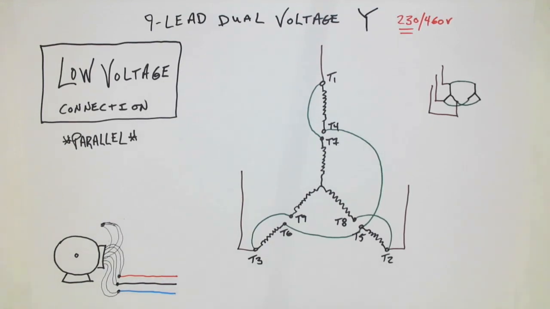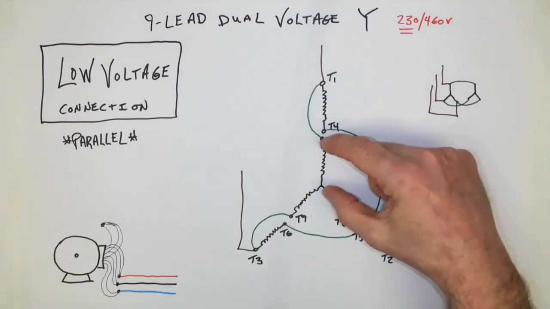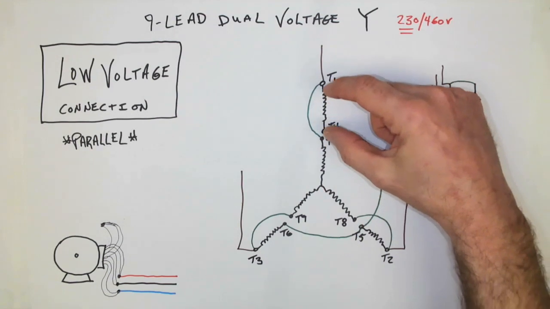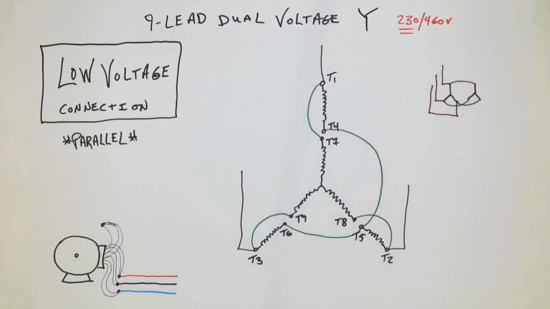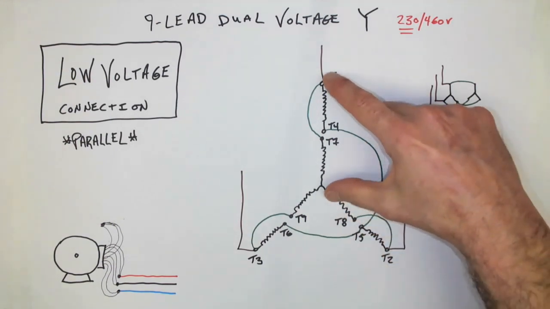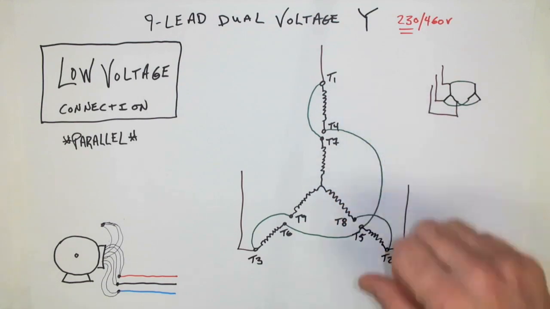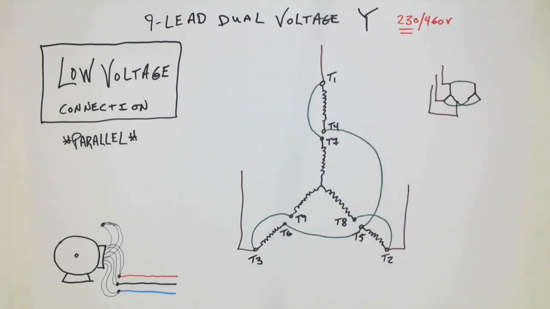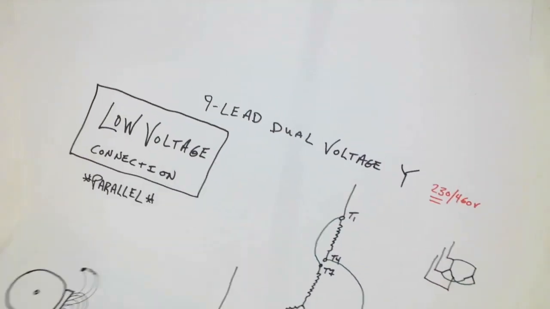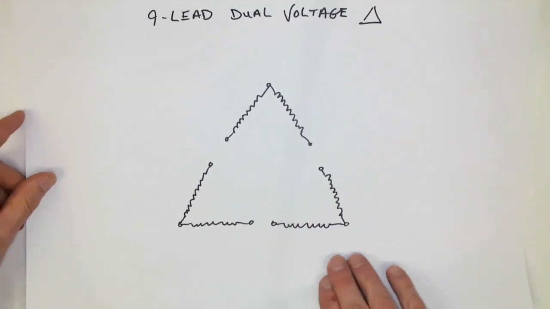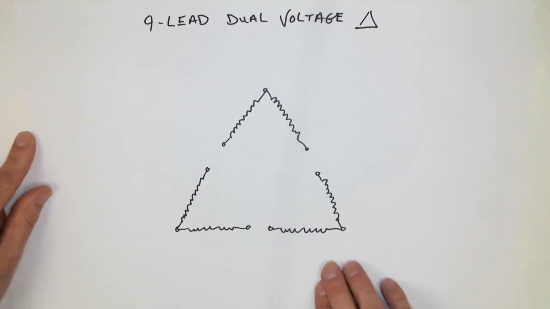In this way, low voltage connection, we have the full 230 volts being applied across each individual winding, or I should say the phase value of 230, because this being a Y connection would be the phase voltage for a line value of 230 volts. Well, let's take a look at the next type of 3-phase motor, and that was the other 9-lead. So the other 9-lead is the delta.